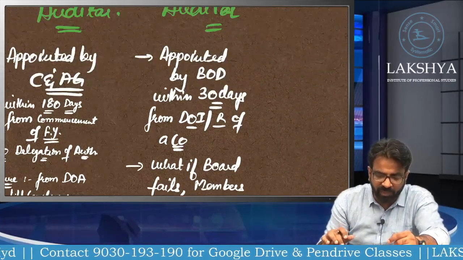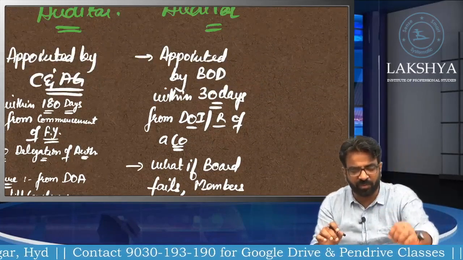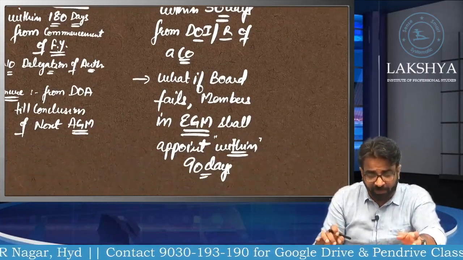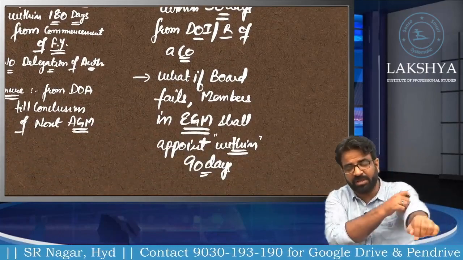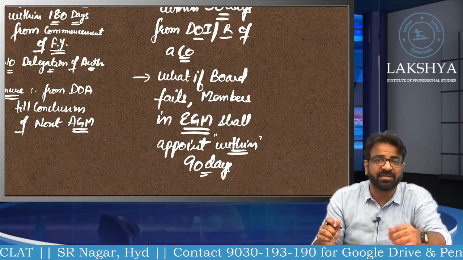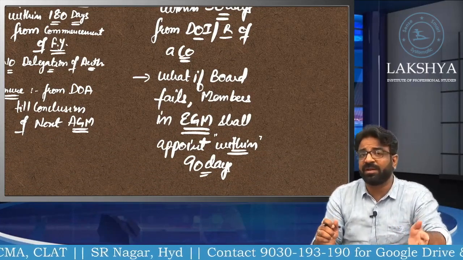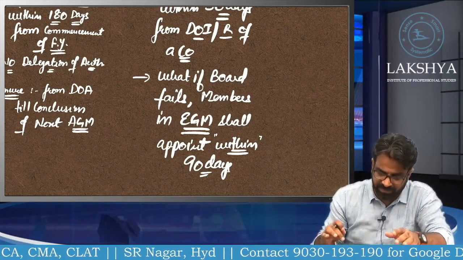So who will appoint? The board of directors within 30 days from the date of incorporation or registration of the company. And if the board fails, members will conduct an EGM and shall appoint within how many days? 90 days, or the next 60 days. But what is to be written in the examination? Within 90 days. Next point.